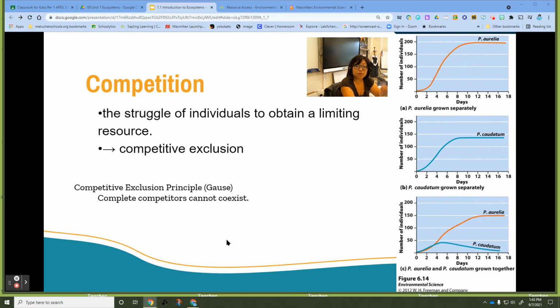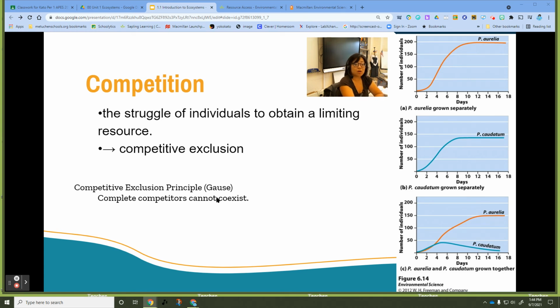And this is competition because they're both negatively affected by each other's presence, even Paramecium aurelia. So look at what happened here. When it was by itself, it got to about 200 individuals per milliliter or something, right? When it was in the presence of Paramecium caudatum, it didn't get as high. So they're definitely better off if they're by themselves. And Paramecium caudatum is definitely much better off without the aurelia because they went extinct, right? In this case, Paramecium aurelia competitively excluded Paramecium caudatum, right?